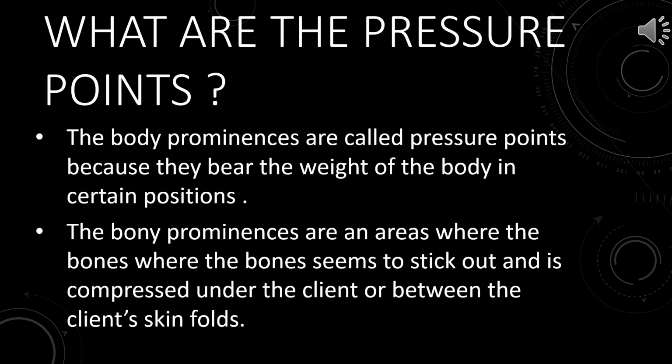Now we will learn about the pressure points. The bony prominences are called the pressure points because they bear the weight of the body in certain positions. So, what are these bony prominences? It is an area where the bone seems to stick out and is compressed under the client or between the client's skin fold. The shoulder blades, elbows, hip bones, sacrum, knees, ankle bones, heels, and toes are all bony prominences.